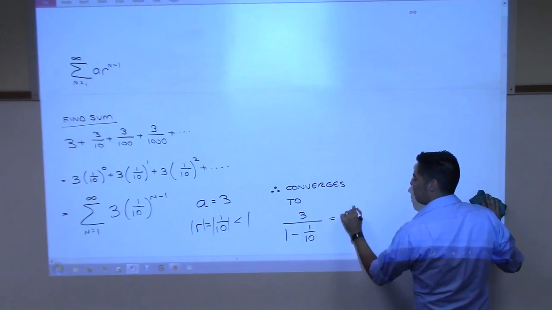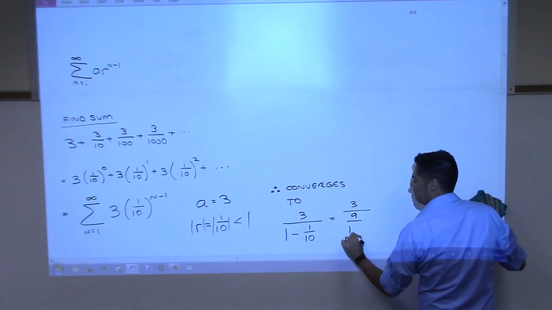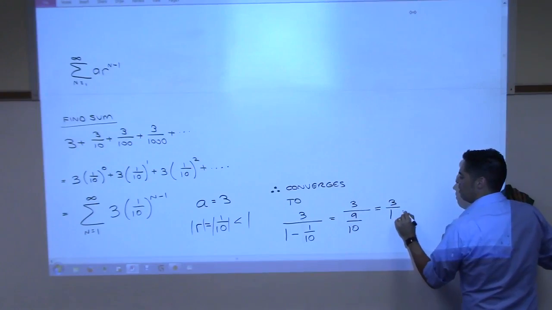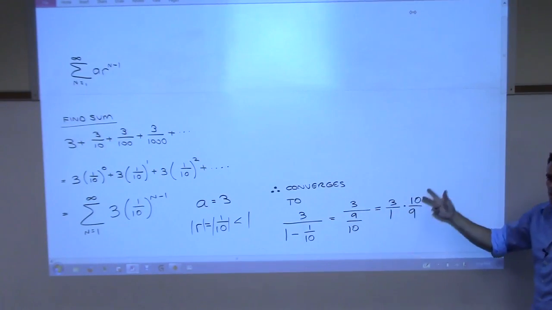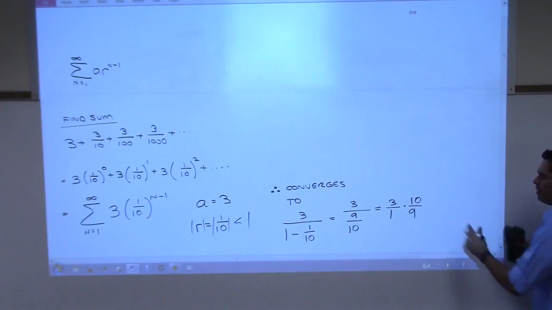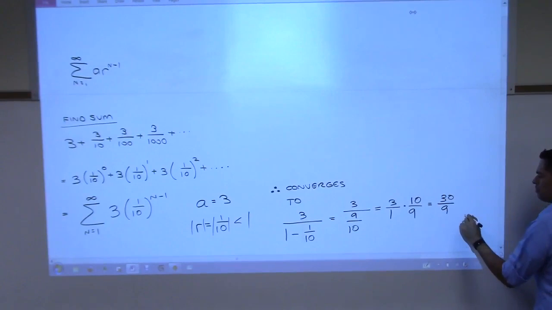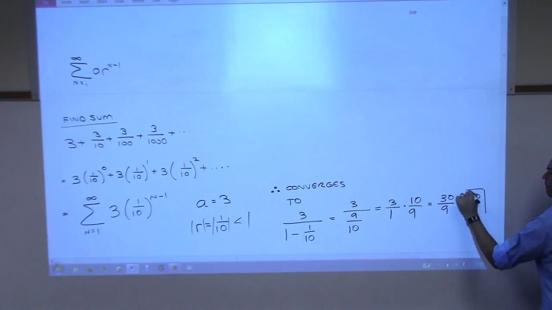Let's clean this up. This is 3 over 1 minus 1/10. That's 9/10, isn't it? This is the same as 3 over 1 times 10 over 9. So division is the same as multiplication of the reciprocal. And this gives you 30 over 9. And we can reduce to 10 thirds.